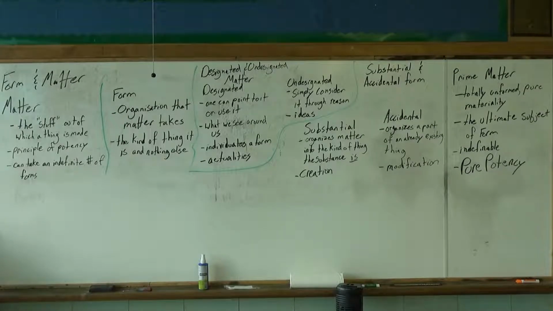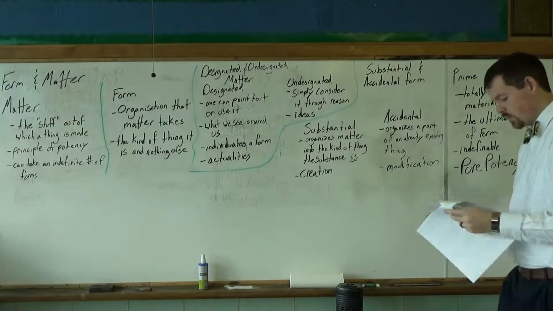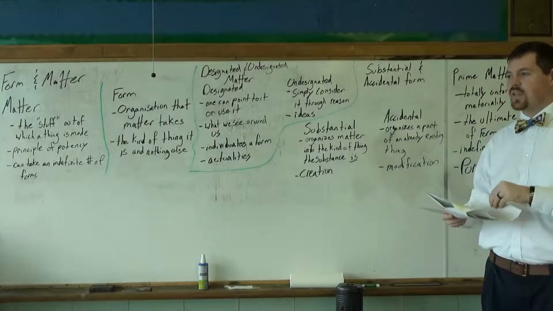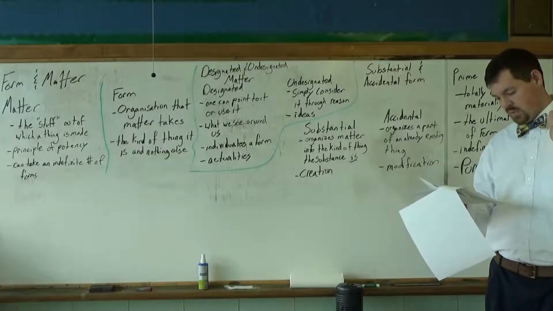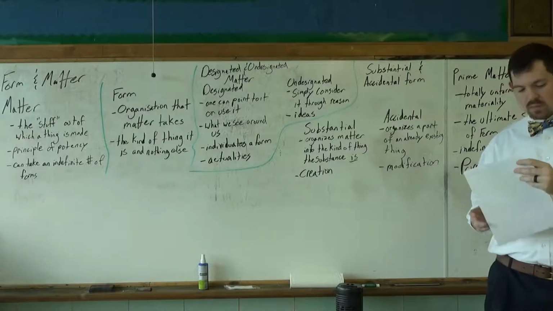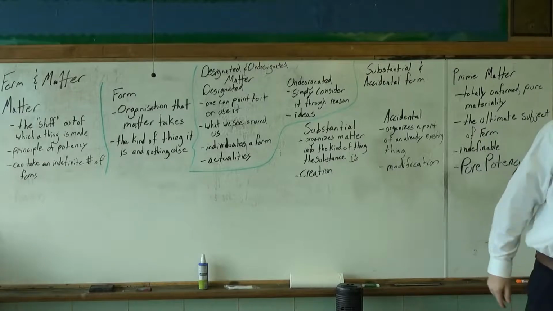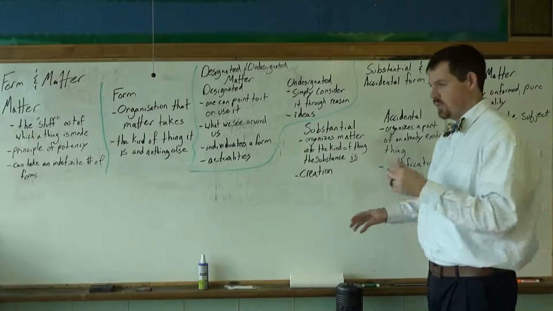Do I got that? This is probably one of the easier categories to understand in the hierarchy of being. But it does get a little bit complicated when we start talking about designated and undesignated matter and substantial and accidental form. Right? But it's something that we can easily understand as long as we're paying attention. So let's go ahead and pay attention. So, there are certain levels of form and matter composition.